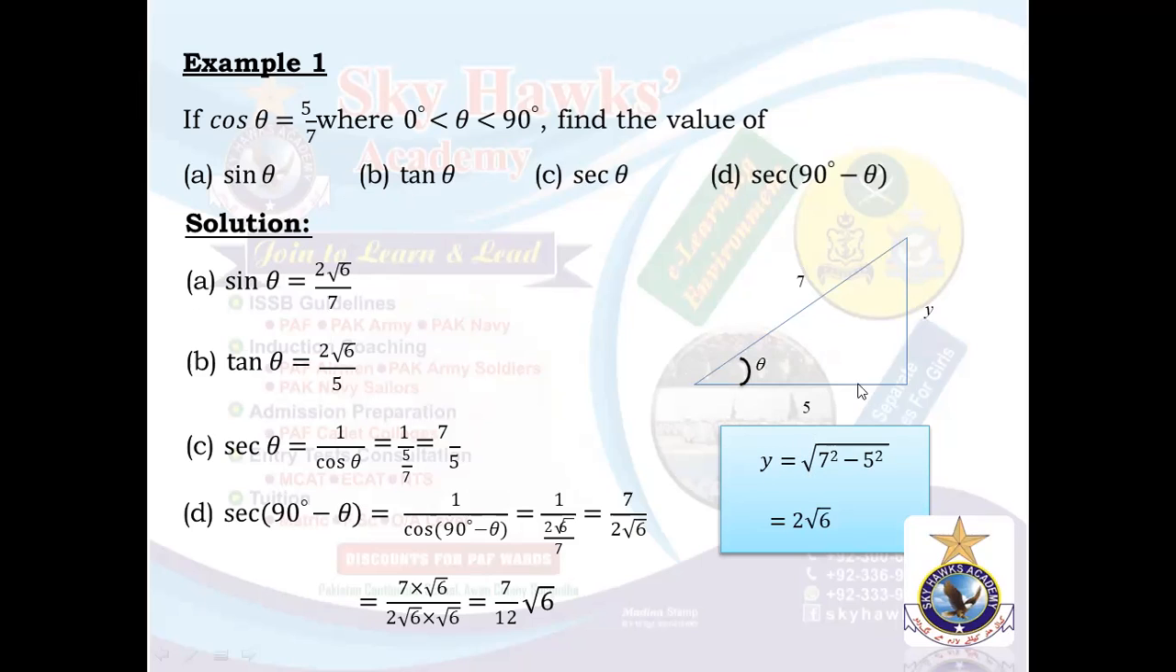That is y equal to square root of 7 square minus 5 square, hypotenuse square minus the base square. So y is 2 under root 7. Sine theta is now opposite to the hypotenuse. Tangent is the opposite to the adjacent, and secant is 1 over cos, the reciprocal of cos. And we have cos given, so this is 7 over 5. Then secant of 90 minus theta is 1 over the reciprocal of this.